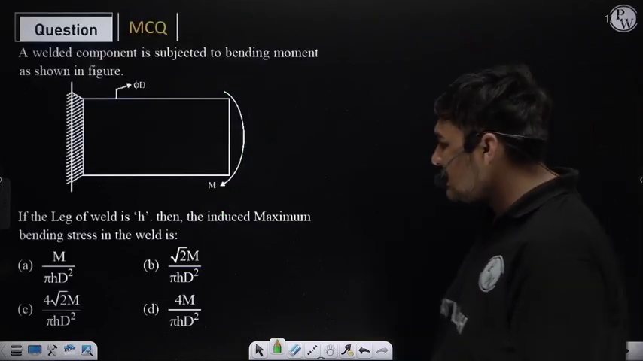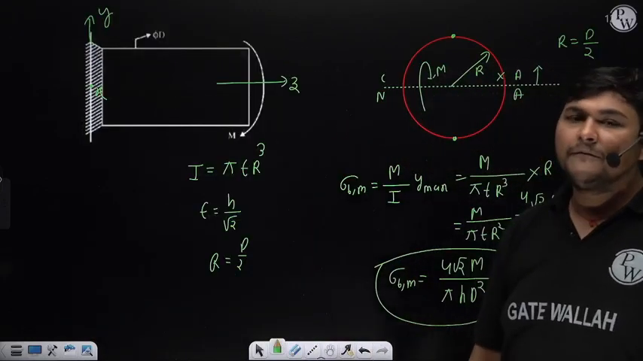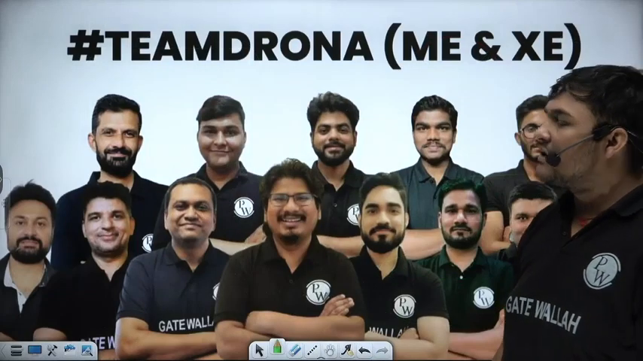So it is the expression of maximum bending stress, 4 root 2 M upon pi h d square. Which option is correct? Option C. So it is the analysis of circumferential weld.